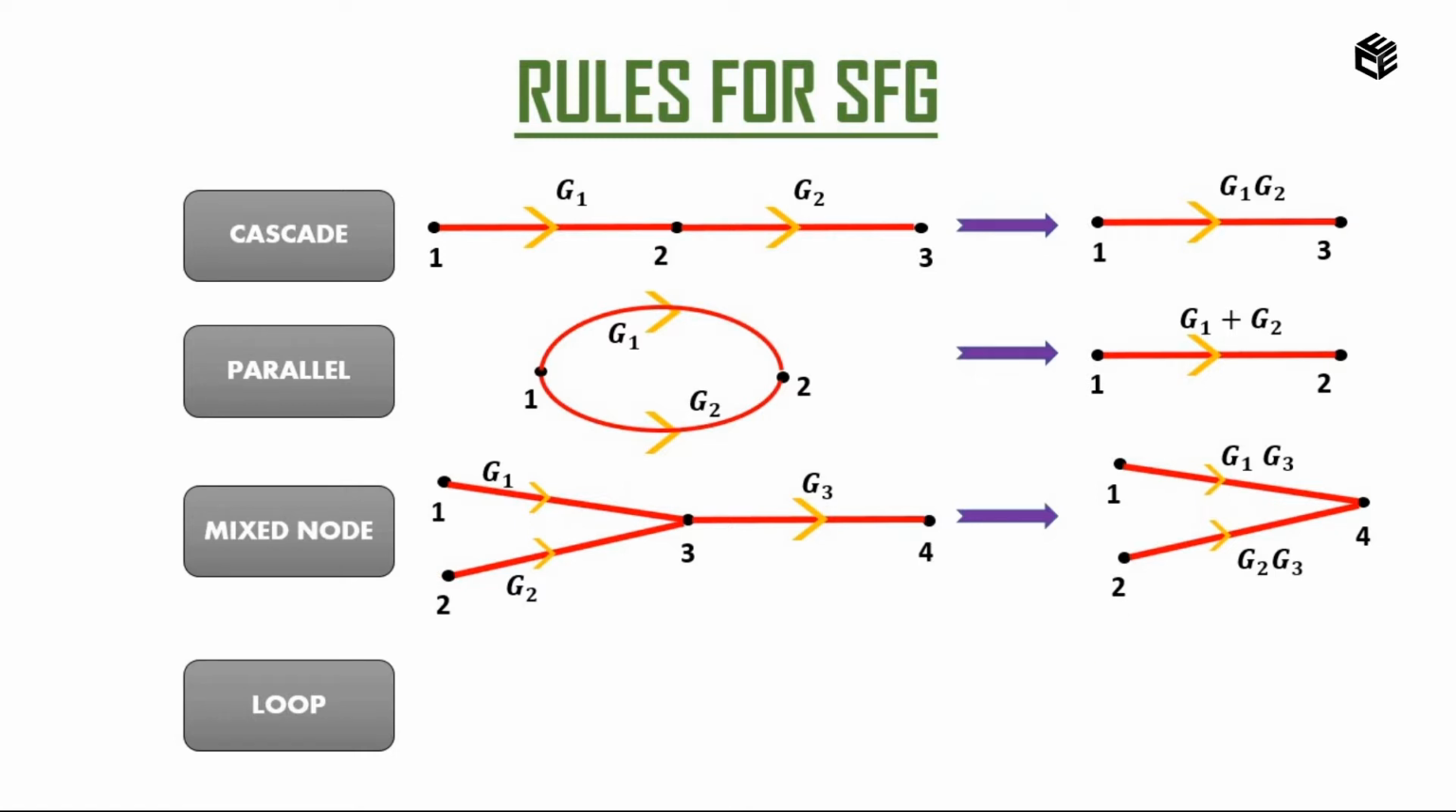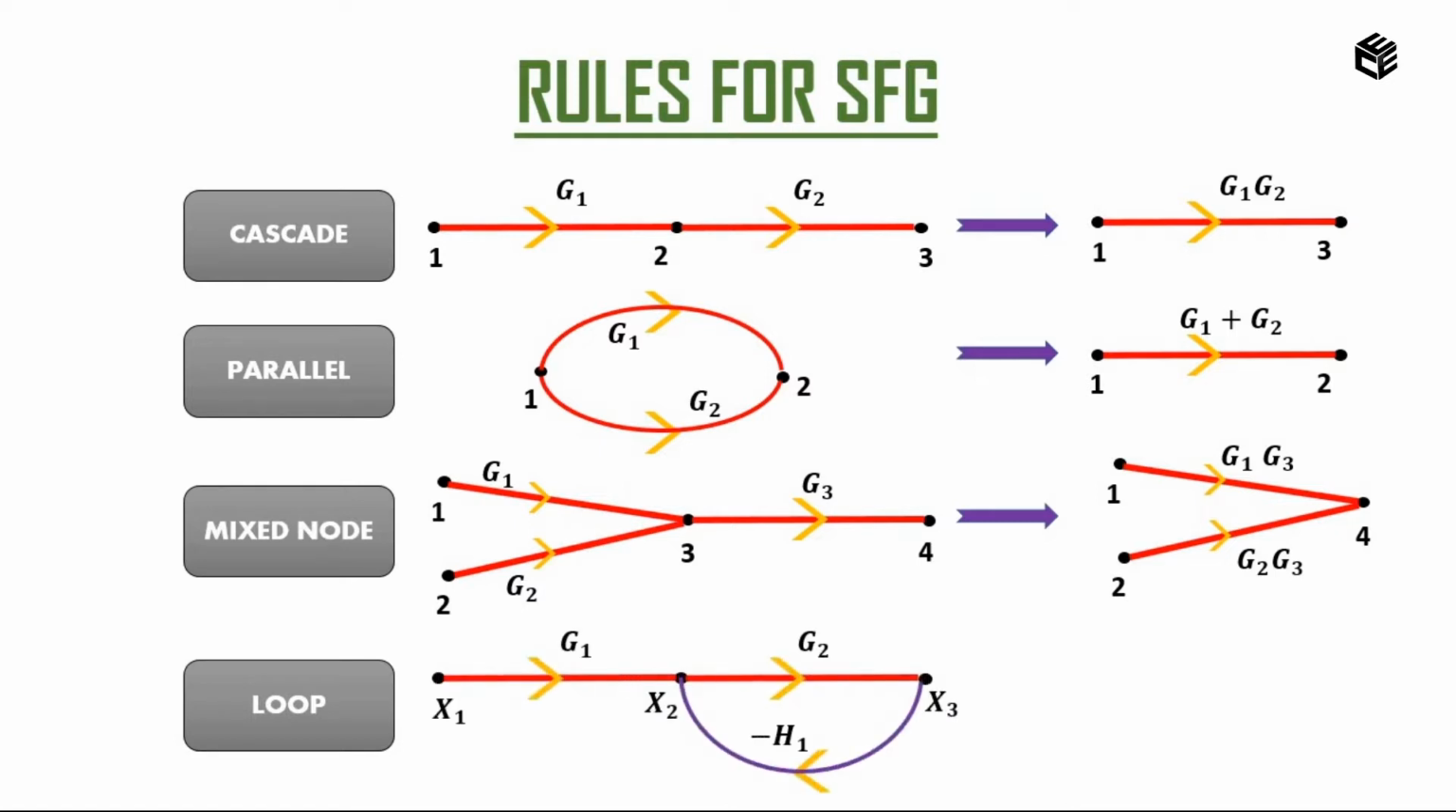Okay. So if I have a loop in a forward path, how am I going to eliminate it? Let's say x1 is the first node, x2 is the second node, and x3 is the third node. The gain between the first two nodes is g1, the gain between x2 and x3 is g2, and from x3 to x2 is minus h1. I am going to eliminate this loop into a single branch. So what is x2? x2 is g1 x1 minus h1 x3.